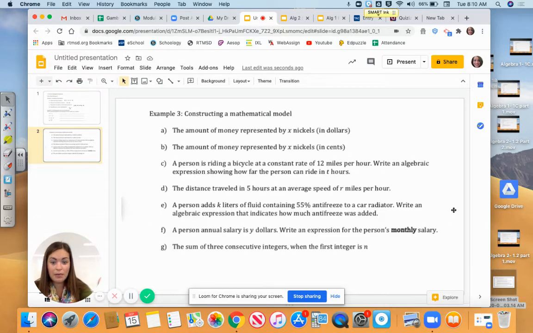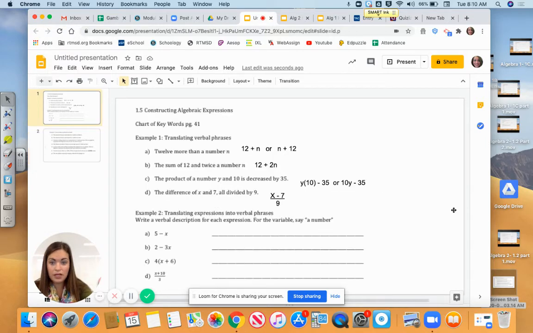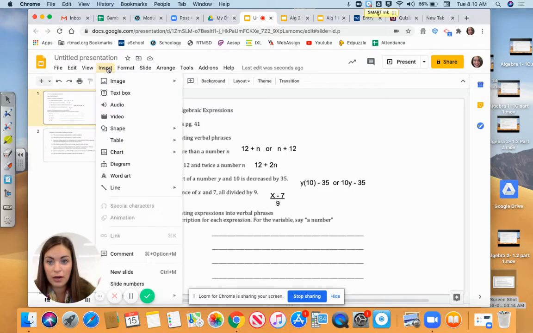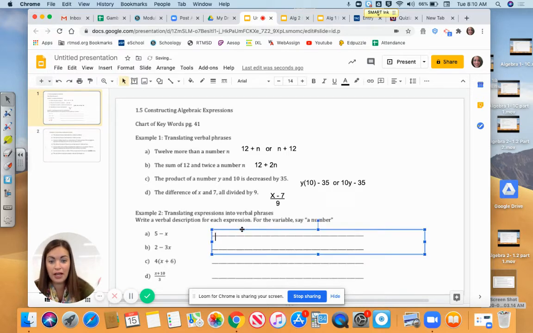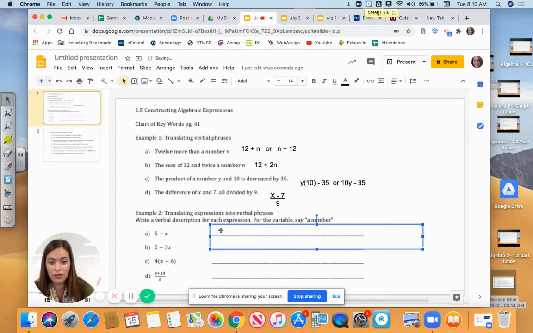All right, in example 2, we are translating these expressions into verbal phrases. So this is why I wanted to use my laptop and just type, because there's going to be a lot of words here for this.